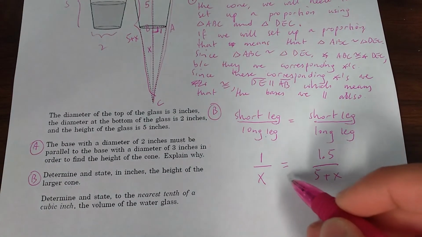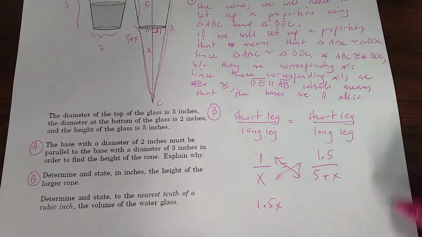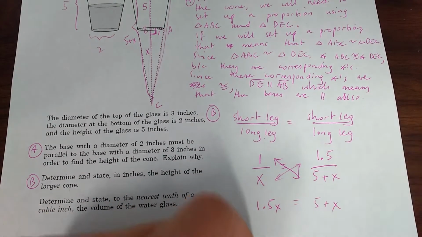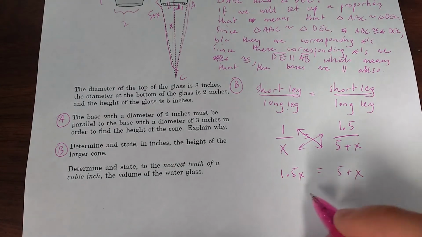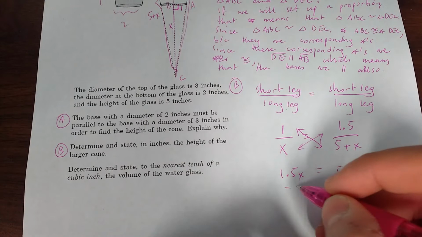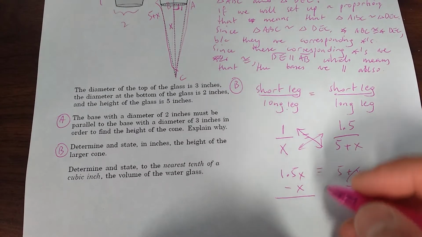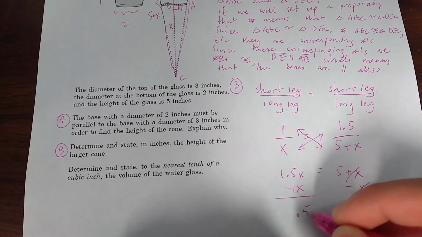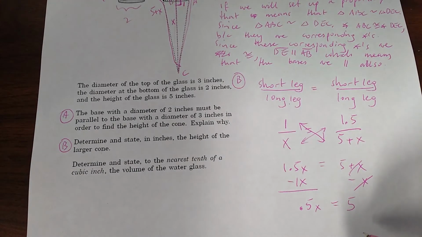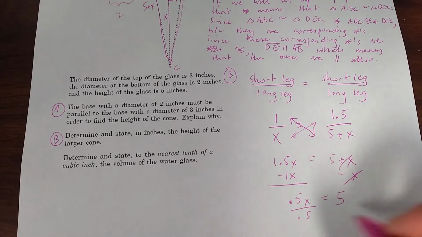And then you just need to cross multiply, so this gives you 1.5x. When you multiply 5 plus x times 1, it's just going to be 5 plus x. Okay, and now we need to solve this equation, so let's get rid of this x by subtracting x. Okay, so now 1.5x minus 1x is just going to be 0.5x equals 5, and you need to get x by itself, so you can divide by 0.5.